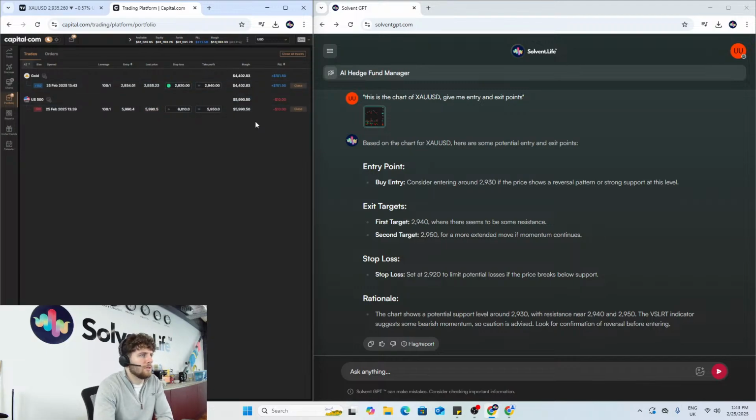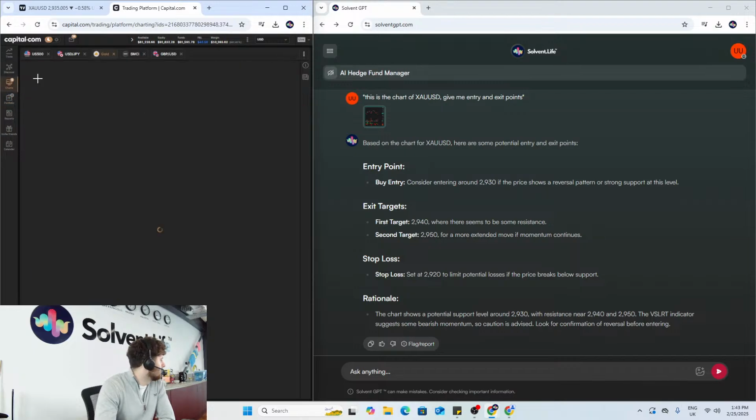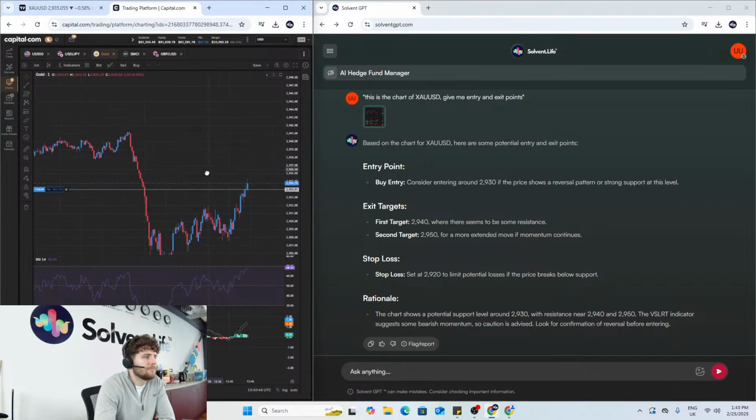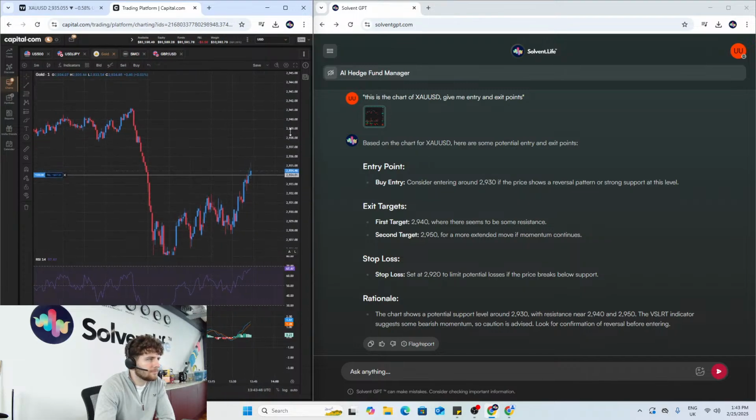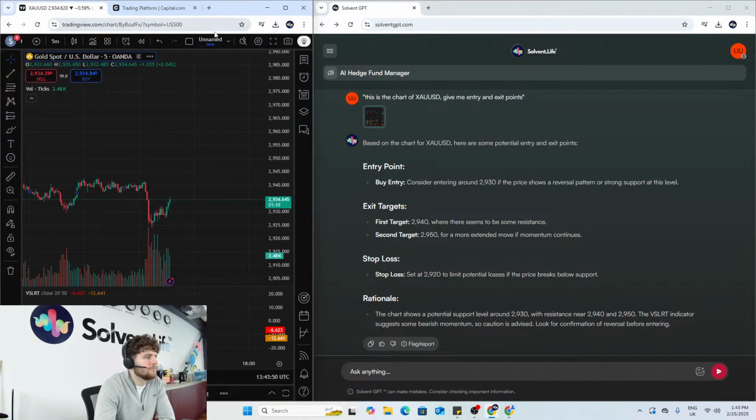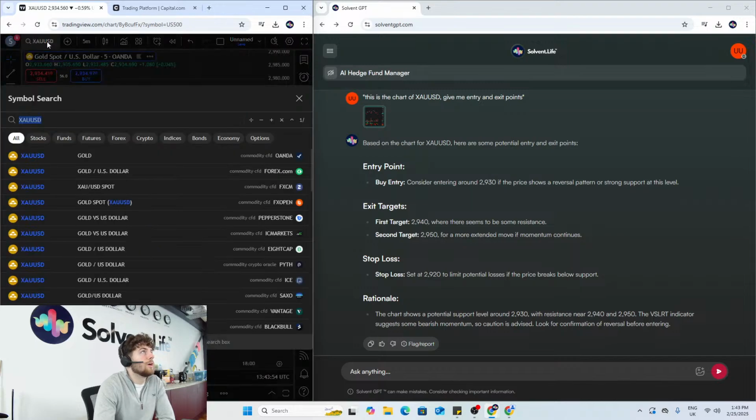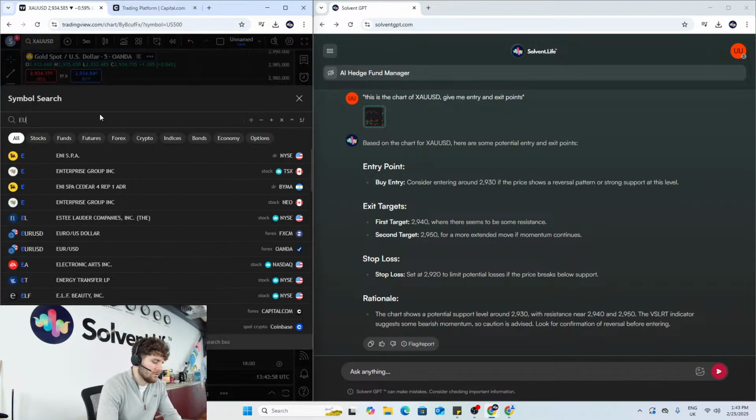Fantastic. Around $150 in profit. Fantastic. So yeah, trading US 500 and gold at the moment. We will just take a look at the euro to dollar.